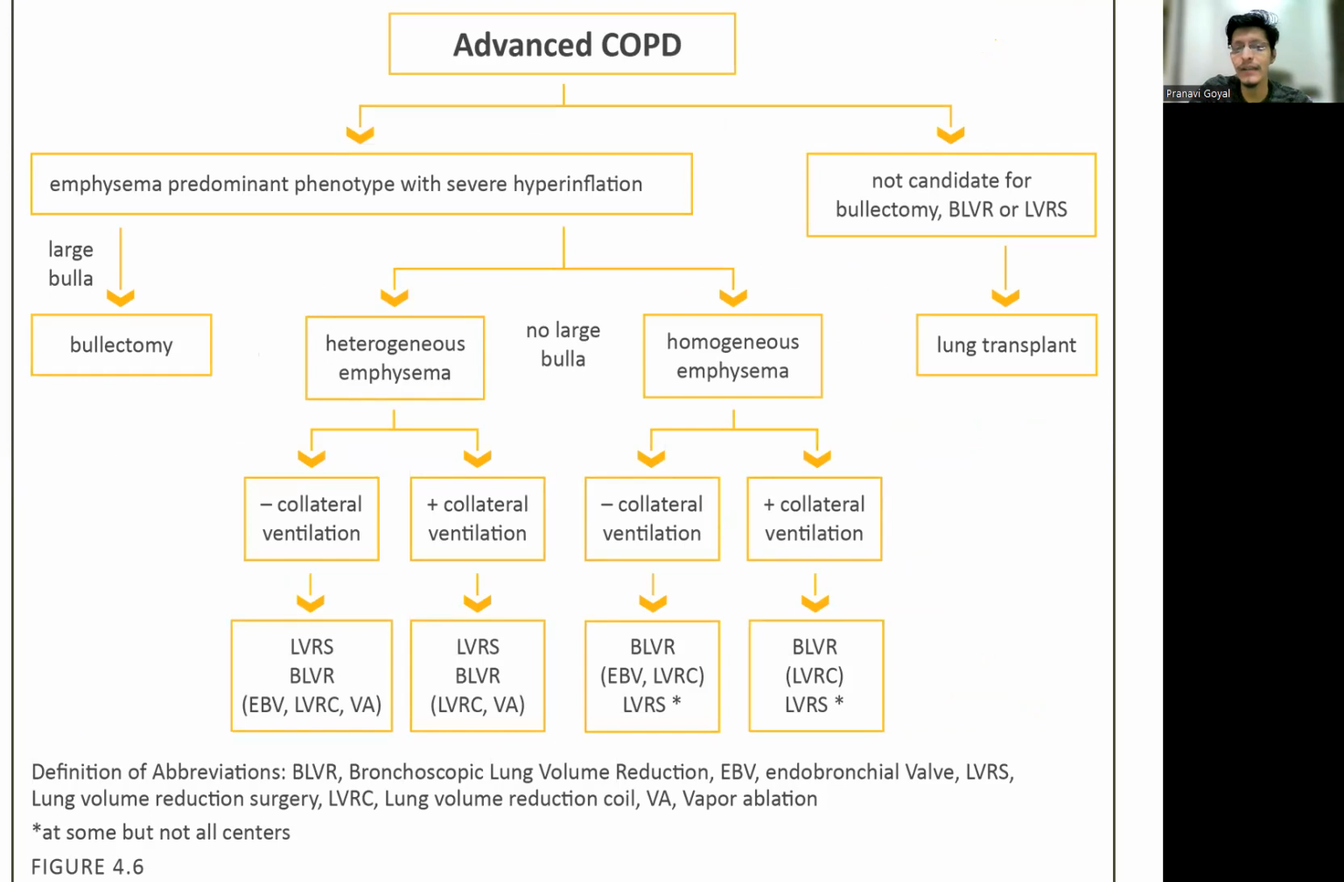Now, if the patient has no bulla, but has a heterogeneous emphysema or a homogeneous emphysema. If the patient has a heterogeneous emphysema with no collateral ventilation, go for lung volume reduction surgery. If the patient has collateral ventilation, you can try a lung volume reduction surgery or you can try a bronchoscopic lung volume reduction. If the patient has a homogeneous emphysema with no collateral ventilation, bilateral bronchoscopic lung volume reduction surgery is better. If the patient has collateral ventilation, again bilateral bronchoscopic lung volume reduction surgeries are better.